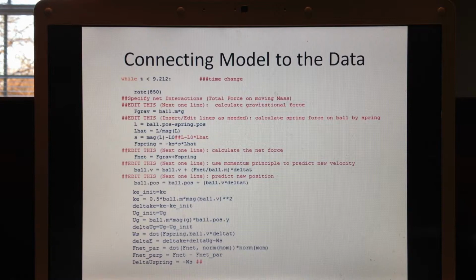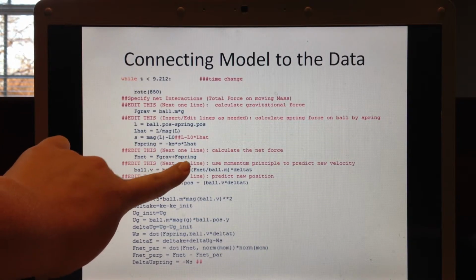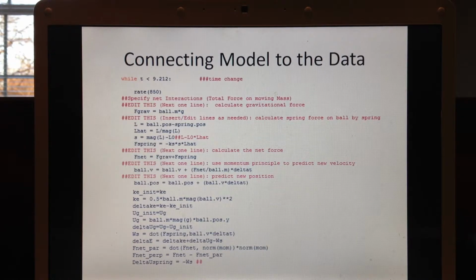And then we're going to do F net, which is just the gravitational force plus the spring force. The spring force is just the negative Ks, the spring constant, times that change of L to L naught, the s, times L hat, which just makes it a vector. Then we're going to update the velocity. The velocity is just the ball's velocity plus the force divided by the mass times the change in time. That's the momentum principle. The ball's position is just updated by doing ball position plus the velocity times the change in time.